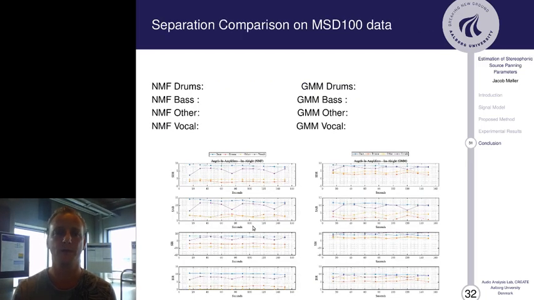Okay, and here's the results. Everything to the left is the state-of-the-art NMF method, and everything to the right is our proposed GMM method. All the graphs here show the blind source separation evaluation metrics: the signal to distortion ratio SDR, the signal to artifacts ratio SAR, the SIR, and the ISR. Every blue graph is bass, every red graph is drums, every purple graph is vocal, and every yellow graph is everything else, which is the track called Other.